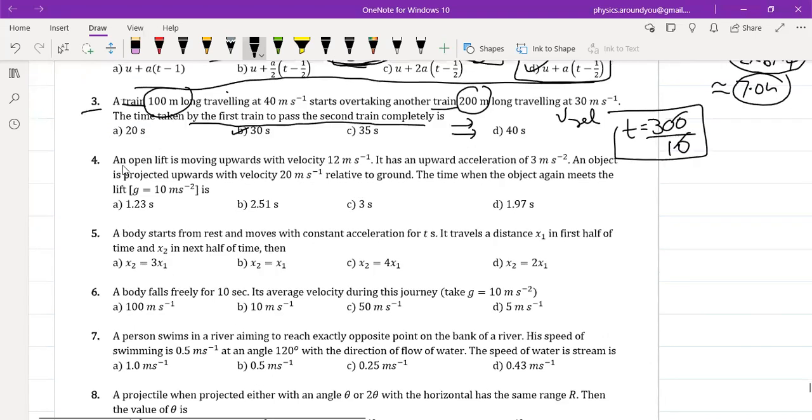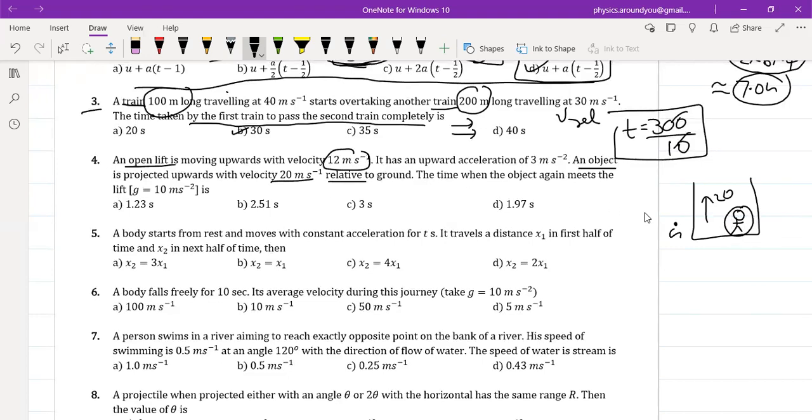Then question number 4, an open lift, and there is relative motion already. So what I would do is see everything in the frame of the lift. I will stand inside the lift and see the object. How is the object projected? The object is projected with 20 meter per second relative to ground. And I myself, at that instant of time, am moving up at 12.